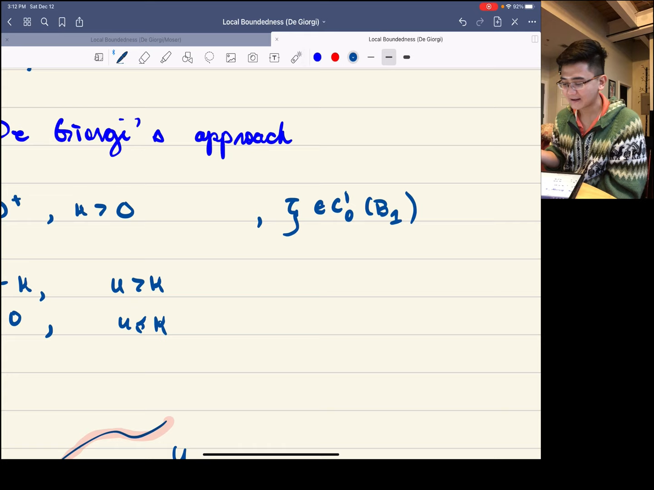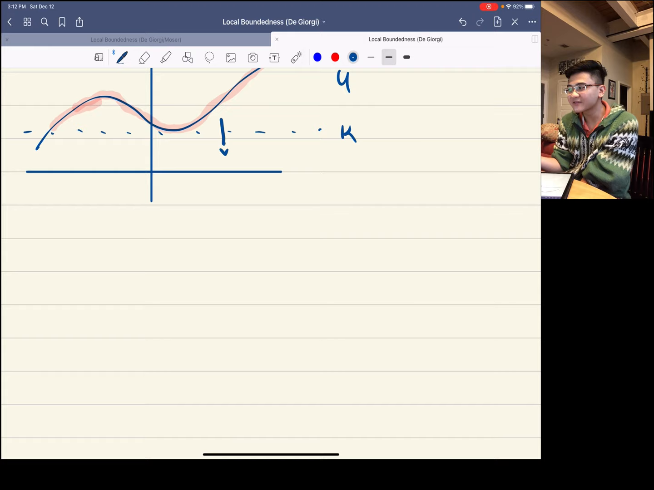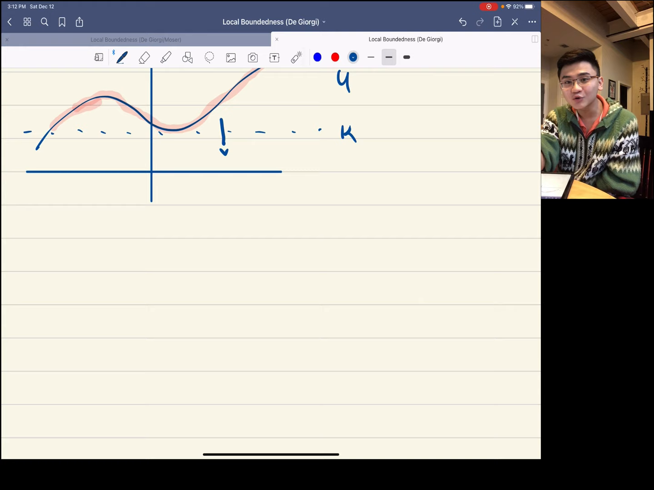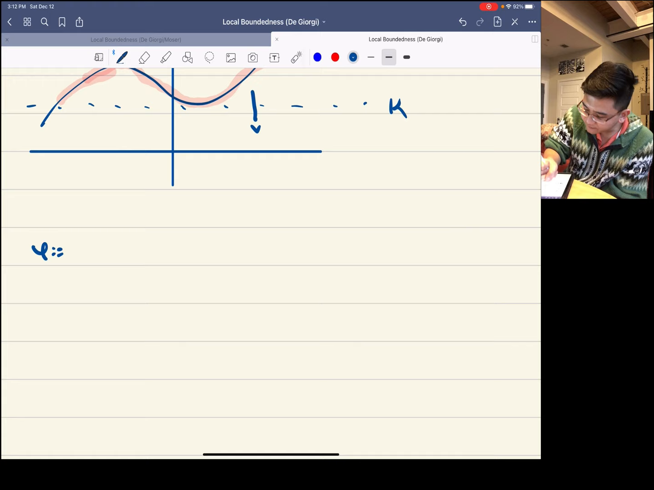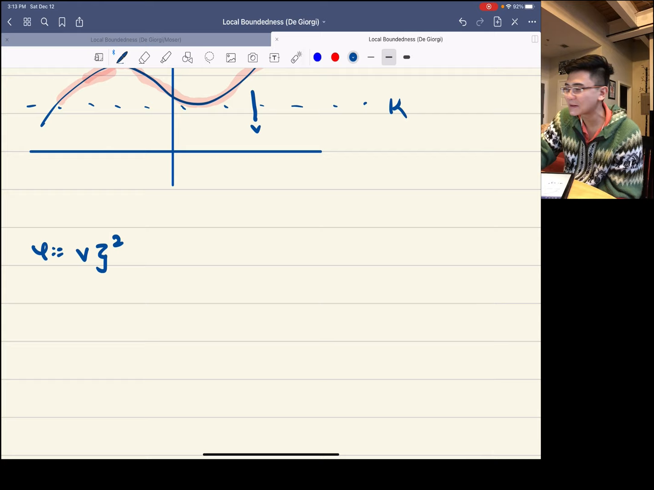Okay, so this is not the test function that we're going to use. Similar to the previous video where we wanted to find estimates, the test function would involve the solution, but for this one, it's going to be a bit more sophisticated. In the previous one, we set the test function to be the solution itself. For this one, we're going to set the test function to be V times zeta squared. Okay, it's zeta, so we're going to set this to be our test function.